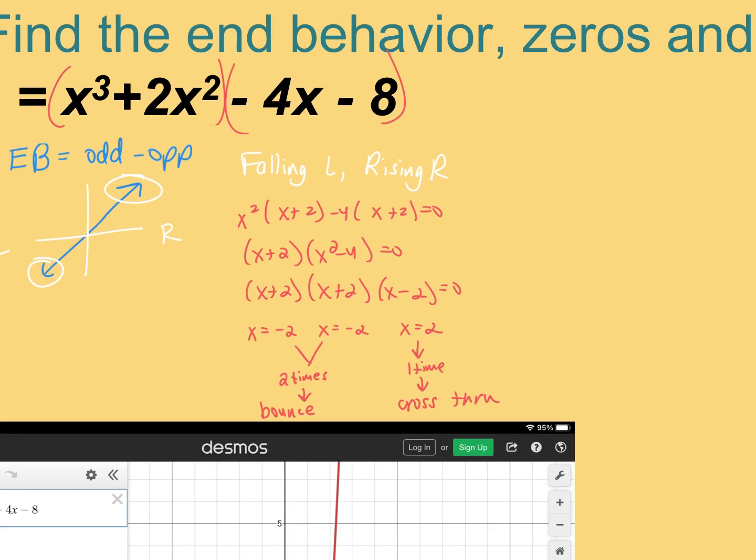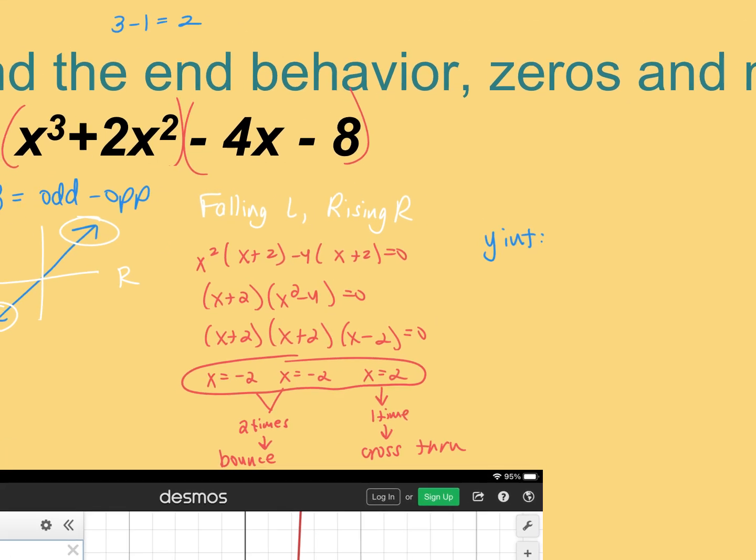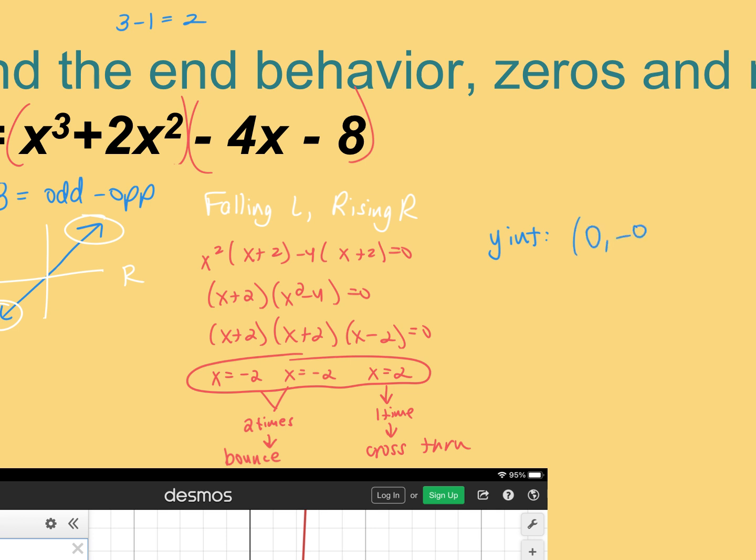All right, so we have our x-intercepts. We have our end behaviors. A couple other things we need to find. We need to find your y-intercept. What's your y-intercept? Negative 8. Good. So your y-intercept's at 0, negative 8, just the constant. And you are going to be asked, guys, for additional points. How do you find additional points?